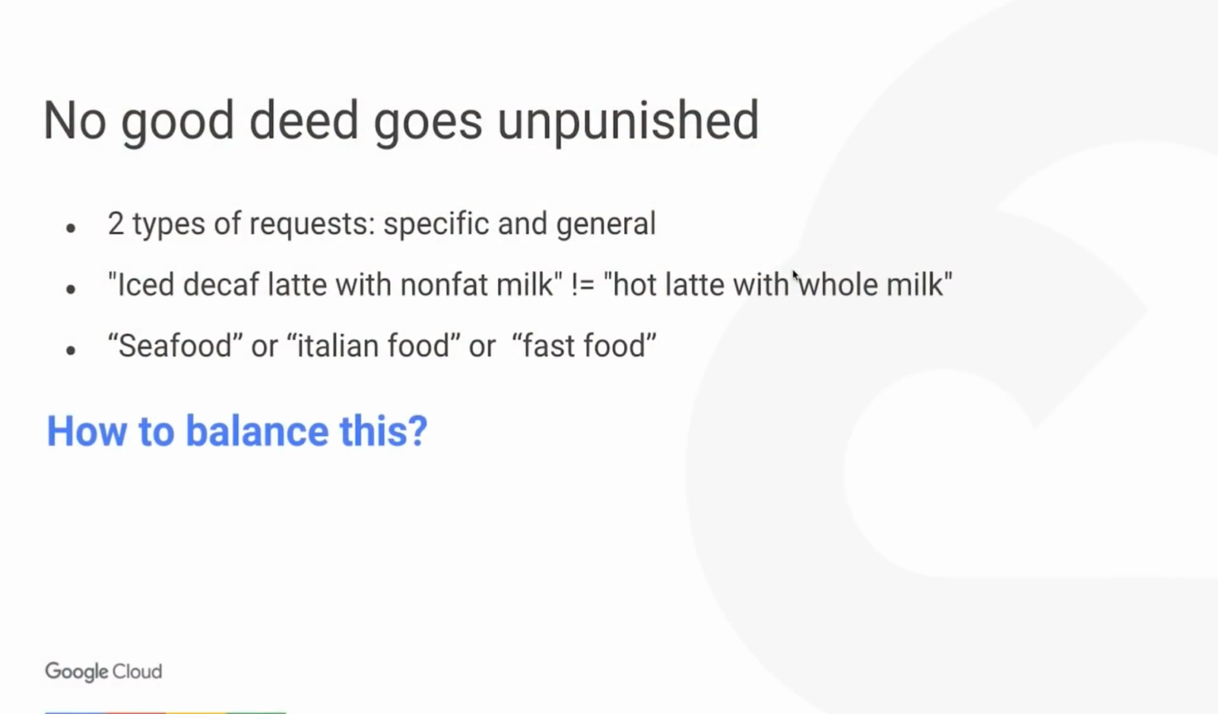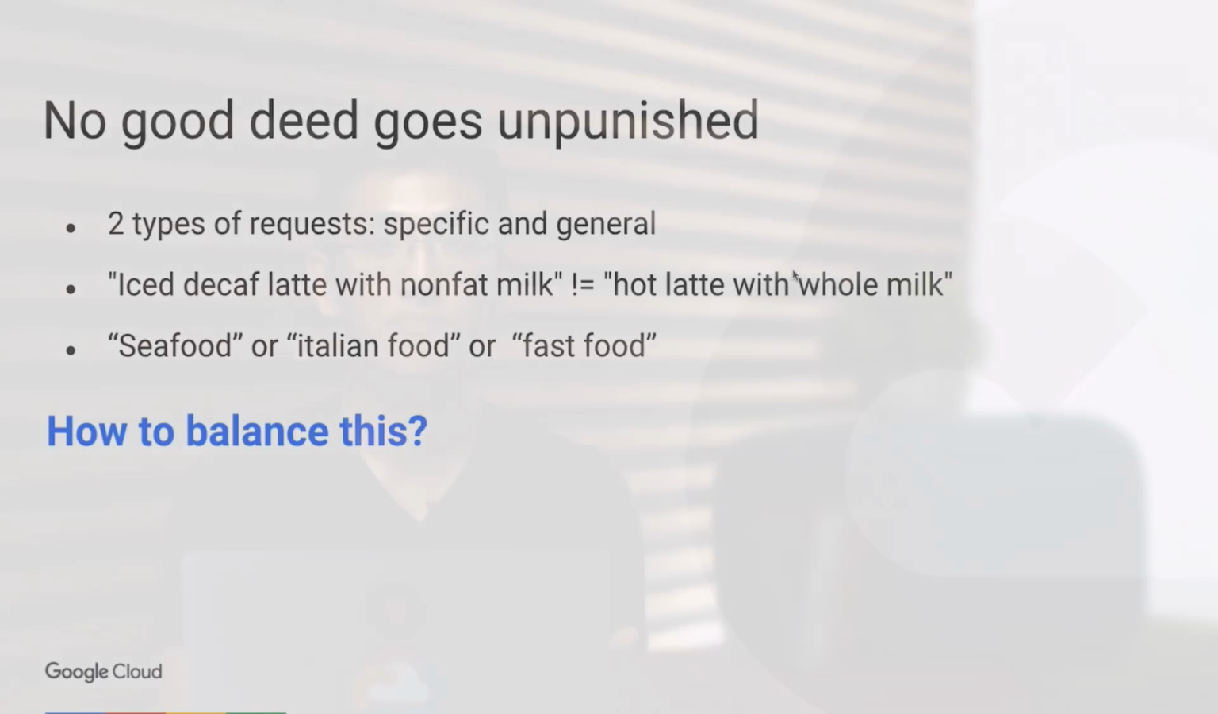Not exactly right. So there are certain things where users really want you to give them what they want, give the people what they want, right? And certain things where they would just want general options, like when they ask for Italian food. So how do we balance these two requests?